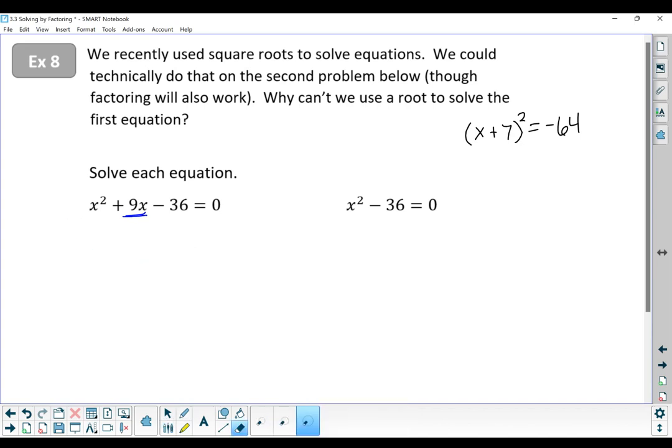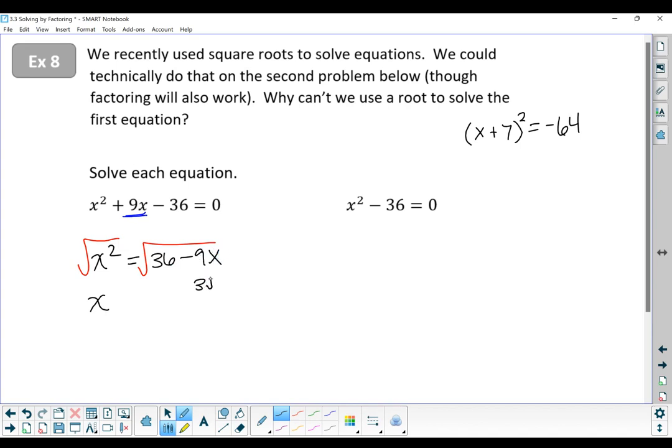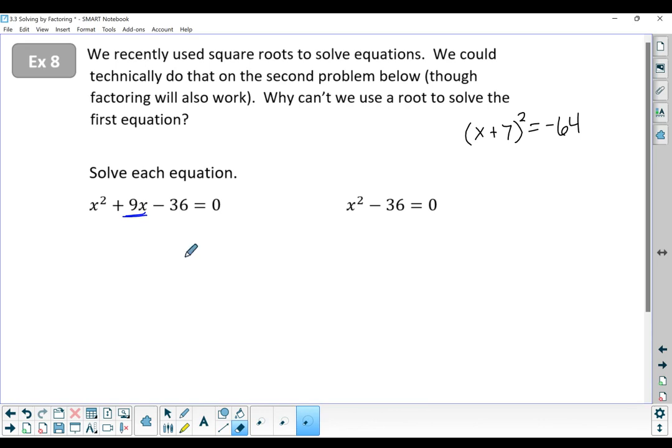Maybe you're like, well, okay, maybe I'll take the 36 and the 9x over. So you have x squared equals 36 minus 9x. Well, again, if we rooted both sides, this side now would be okay. It would just be an x. But this side, I can't turn this into a 6 because it's with the 9x. And the 9x can't really be anything. It could be a 3 root x, except I can't separate it anyway. So it just didn't help. A square root just didn't work.